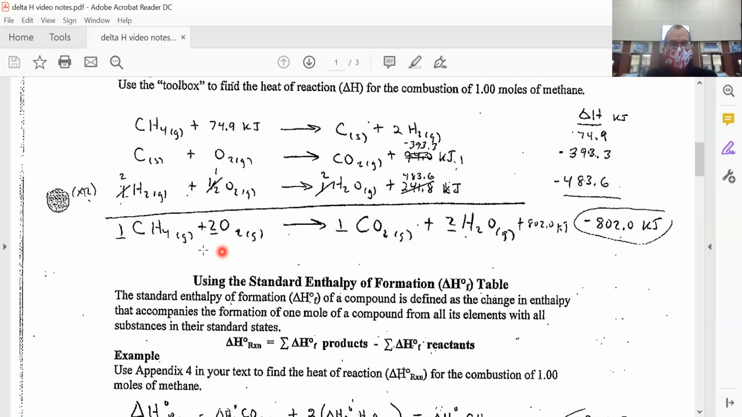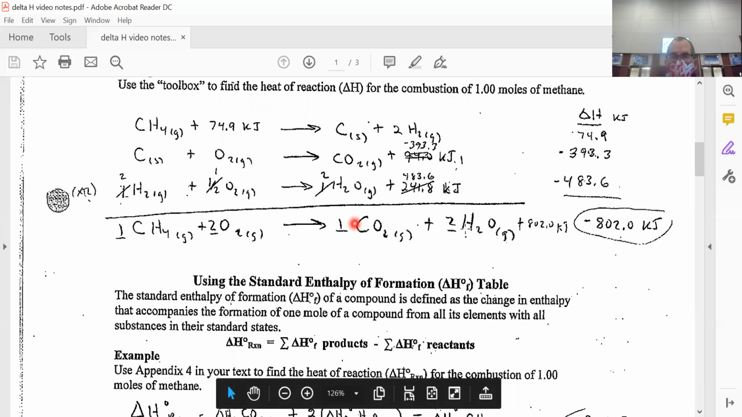So ultimately, what does this mean? If 1 mole of gas, this, reacts with 2 moles of this, it forms 1 mole of this and 2 moles of this, and gives off 802 kilojoules. Okay, there's another way to do this using standard heats of formation tables, which look like this.